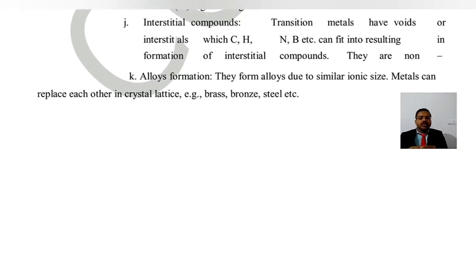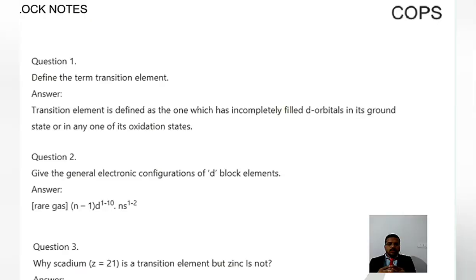They form alloy due to similar ionic size. Metals can replace each other in the crystal lattice, example, brass. So far, we have discussed all the important concepts of d and f block elements. So now we will be discussing all the important previous year questions from this chapter, d and f block elements.